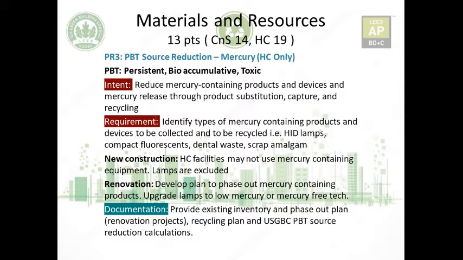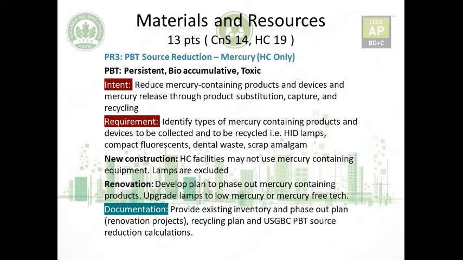In case of renovation, if you recall, it is similar to the refrigerant management. If you are going for the new construction, CFCs are completely banned. But if you are going for a renovation project, there should be a phase out plan. So here's the same concept: you have to plan the phase out of mercury containing products, and you have to try to upgrade lamps to low mercury ones rather than the regular containment of the mercury.